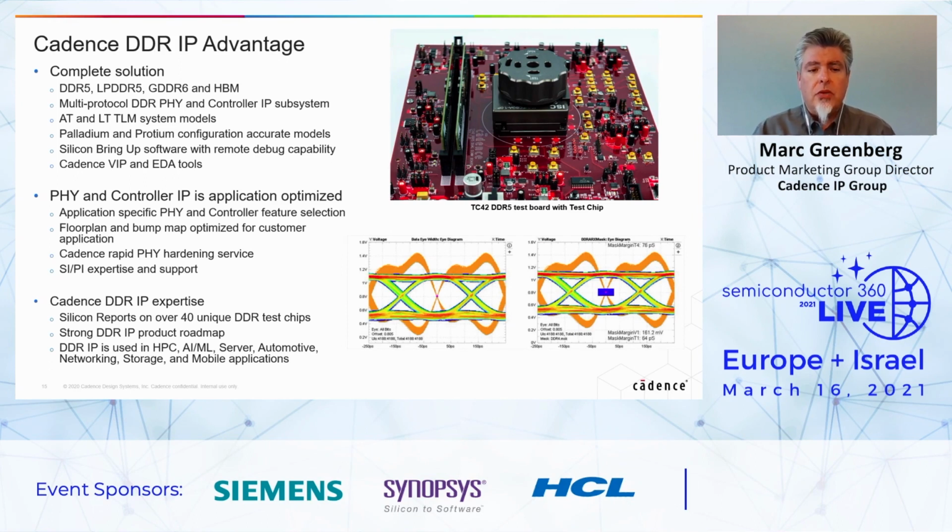And then finally, just overall, Cadence's DDR IP expertise. We have silicon reports on more than 40 of our test chips. So we've done this a lot of times with a lot of customers. We've got a great product roadmap trying to hit the very highest speeds of the new memory technologies on some of the most advanced processes. And this is IP that's used in all kinds of applications all over the place. We're very happy to be able to offer it to you.